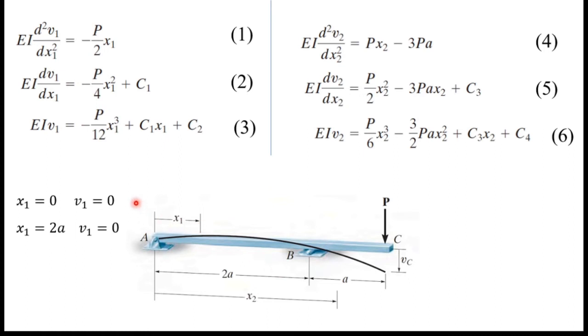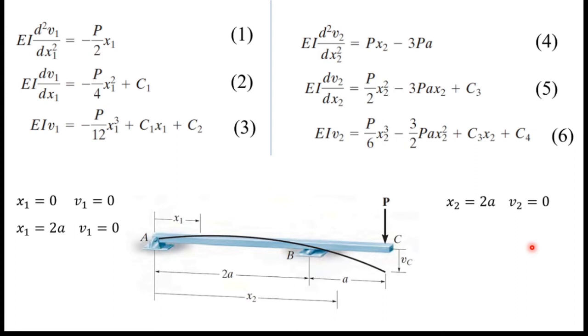for point B, which is a roller support. So for the roller support also, deflection is 0. Using this x1 coordinate, when x1 equals 2a, v1 equals 0. Using this x2 coordinate, I can say at this point B, when x2 equals 2a, v2 equals 0. So here also I can write a relationship for point B using its deflection. So these are the 3 boundary conditions.